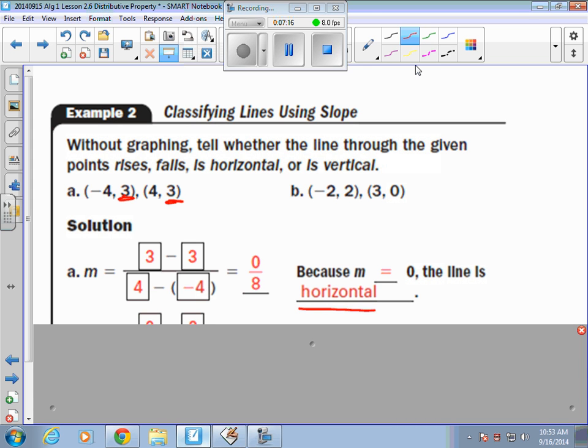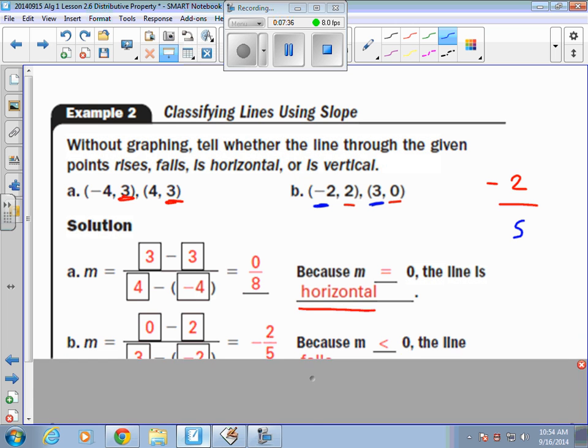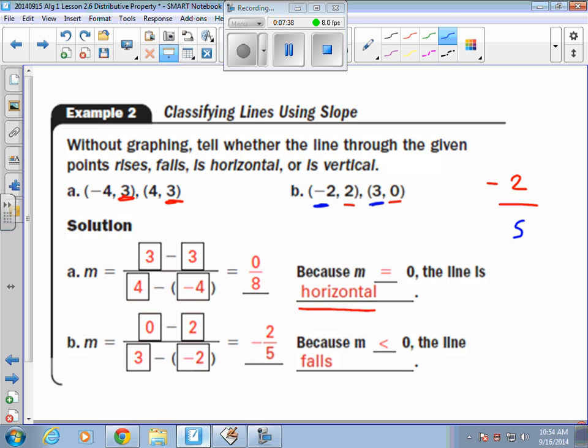For the other one, it's going to be y sub 2 minus y sub 1. So 0 minus 2 is going to be negative 2 over x sub 2 minus x sub 1. 3 minus a negative means 3 plus a positive. 3 plus 2 is 5. So you have a negative value right there. Since it's a negative value, it's going to fall from left to right. So that's a ramp that's going downhill. It's going to fall. Negative means it falls.